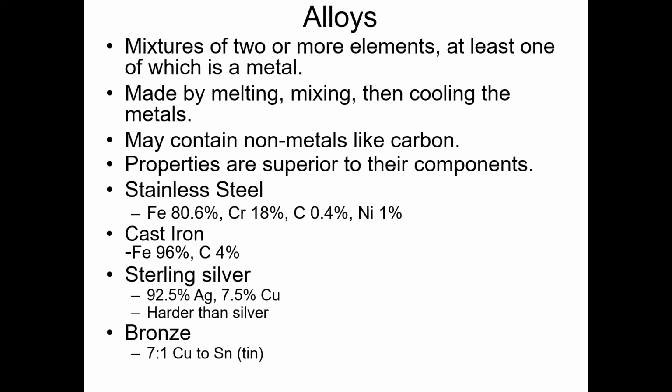But a metallic bond is different from alloys, because the metallic bond is the bond that occurs in a particular metal, while alloys are a mixture of two or more metallic elements, or at least one of them being a metallic element and another may not be. And alloys are made by melting and mixing metals together. Sometimes they contain non-metals like carbon, and their properties are superior to their individual components.